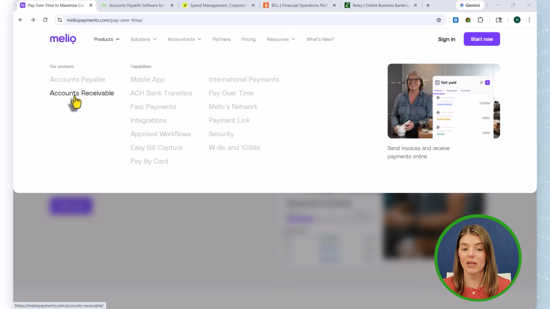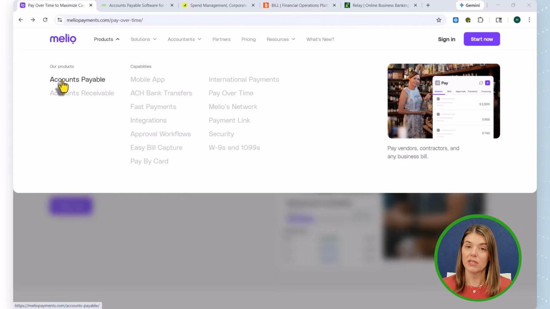Now you might be saying, why do I need another system if I'm using QuickBooks Online? And the answer is that you might need more flexibility to either make payments to your vendors, or you need more flexibility in how you can get paid. And also some vendors, I've had this happen before.